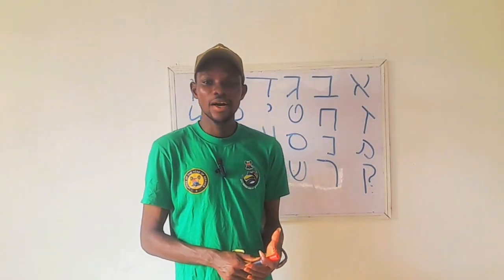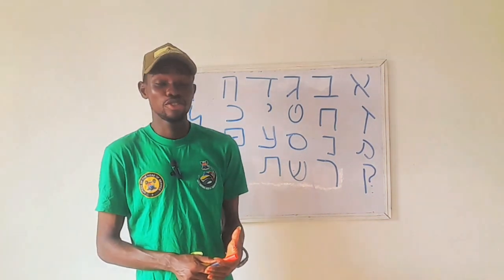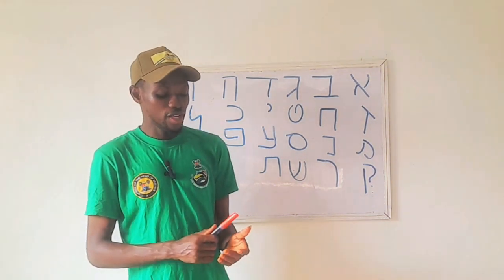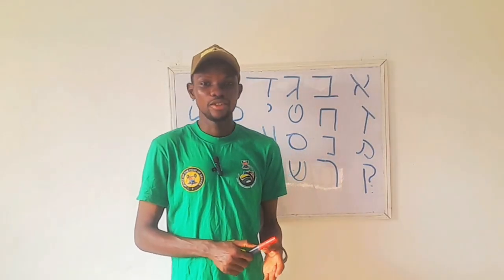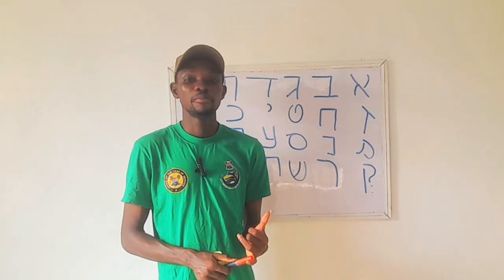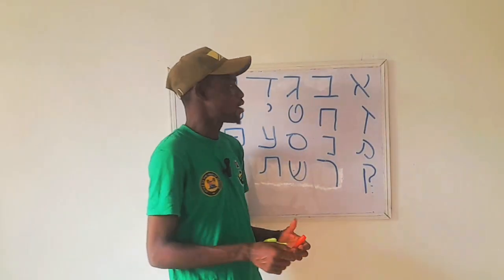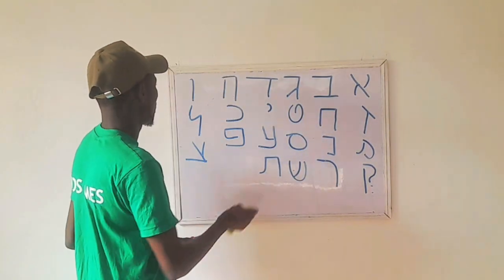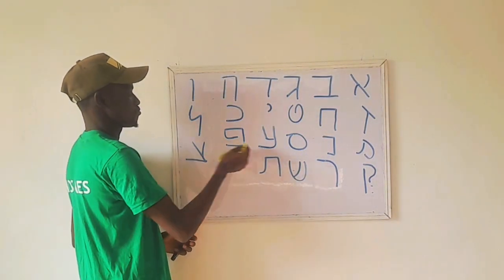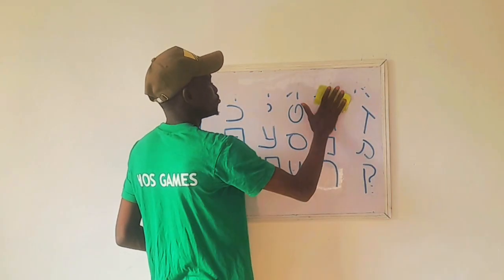We have learned Ben, right, which is son. We have learned Yeled, which is child. We've also learned Bat, which is daughter. So let me give us maybe one or two more vocabularies so that we can practice on our own.